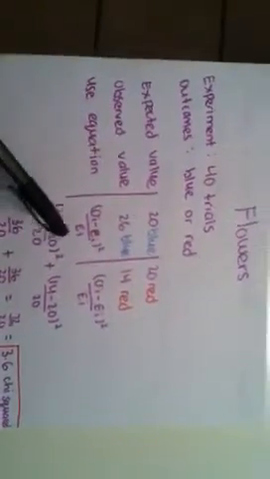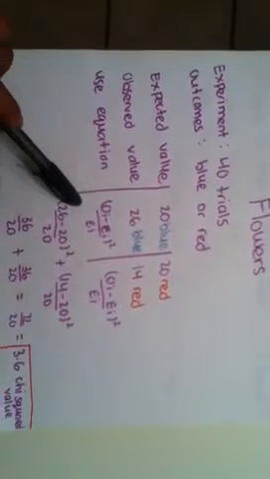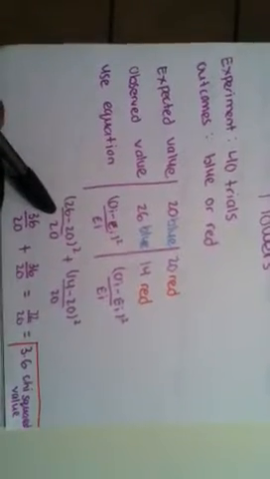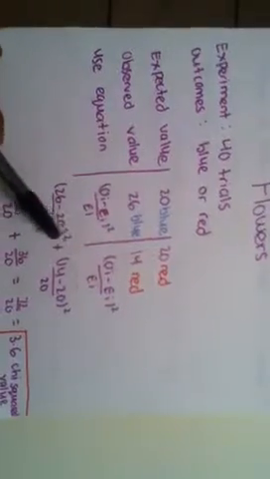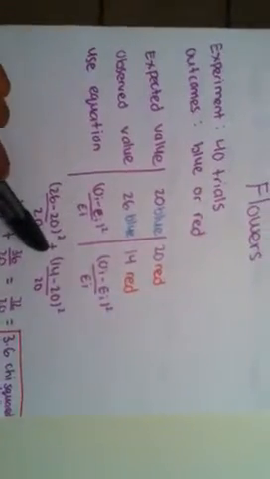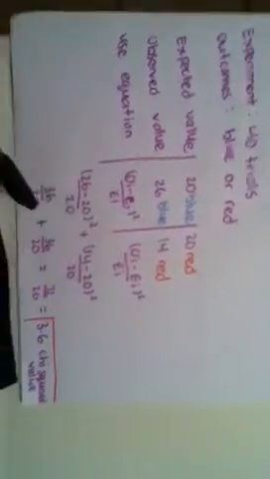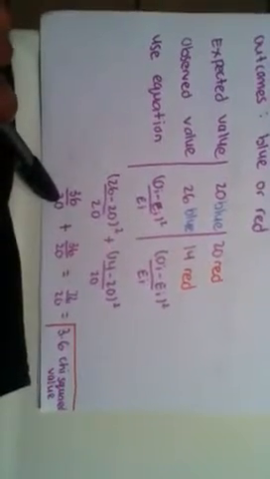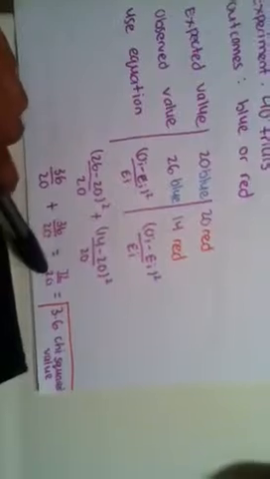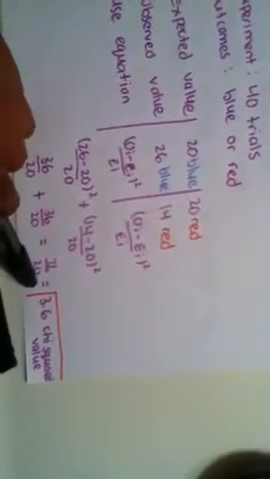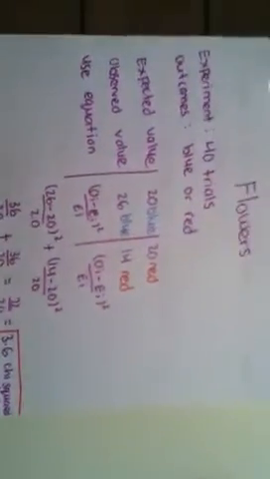So now I use the equation that was given to me. Once I plug in the values, I get (26 minus 20) squared over 20 plus (14 minus 20) squared over 20. Now I use these and I am going to add them because summation means add. Once I did that, I got 36 over 20 plus 36 over 20 equals 72 over 20, and I get a total of 3.6, which is my chi-squared value.